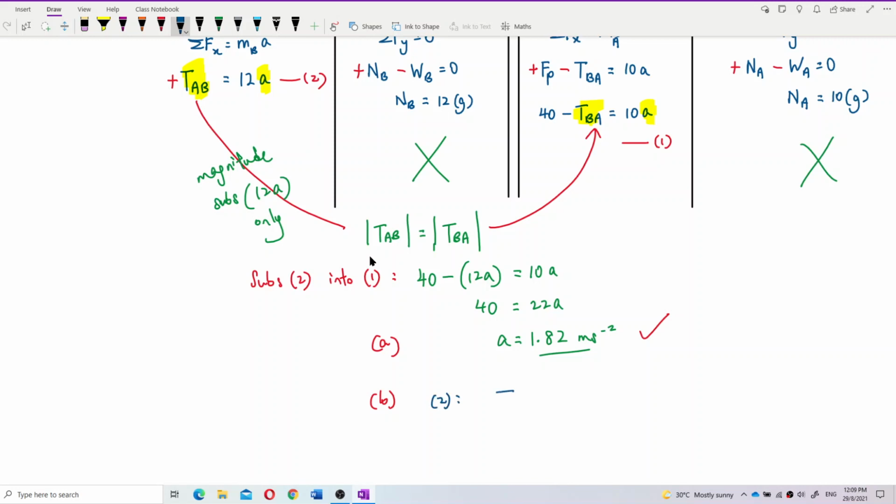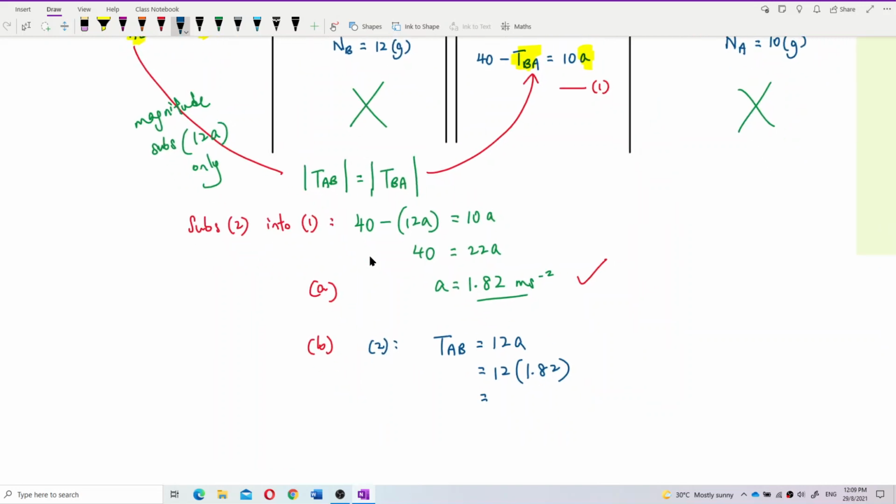Back to equation 2, TAB is equal to 12a. You already got the a, which is the acceleration, so just substitute 12 times 1.82. What do you get? So I got 21.84 Newton. Is that correct?